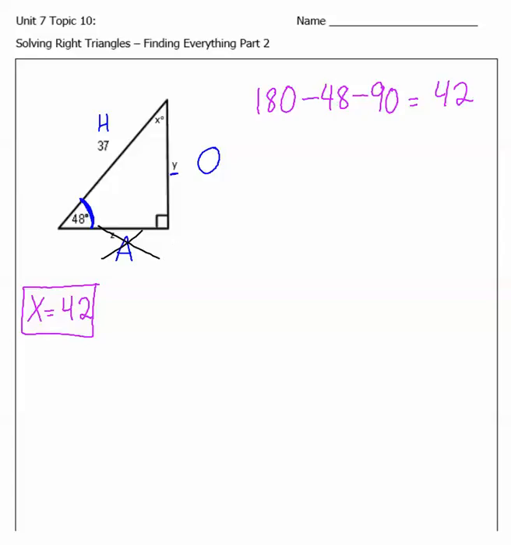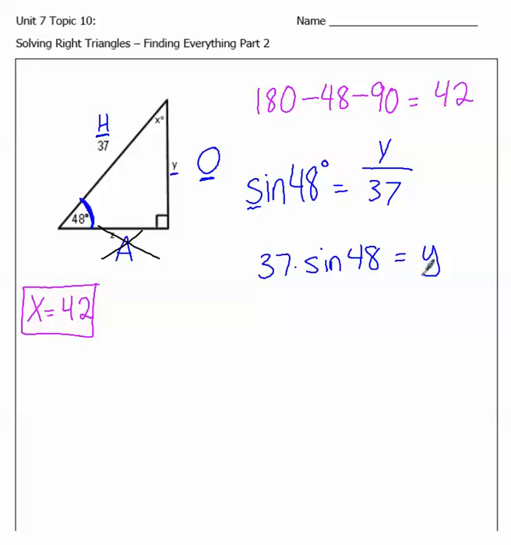If I'm solving for y, I now have my picture labeled. So sine. Why did I pick sine? The letters that I have are O and H, so in SOHCAHTOA, the S stands for sine. So sine of 48 degrees equals opposite over hypotenuse. The variable's on top, so I'm going to be multiplying. It's 37 times sine of 48 equals y. I can just put that in all at the same time: 37 times sine of 48.